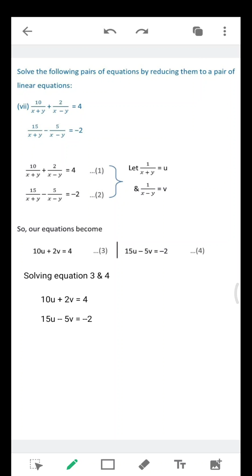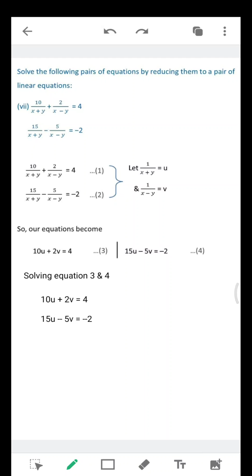So I have taken equation 3 and equation 4 here. Let's solve it by elimination method. I cannot cancel anything directly, because 2v and minus 5v I cannot cancel, neither can I cancel 10 and 15. So what I'll do, I'll make these coefficients equal. So what's the LCM of 5 and 2? It's 10. So I can make it 10.